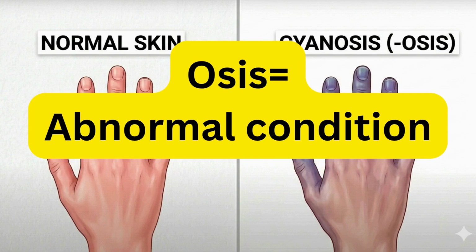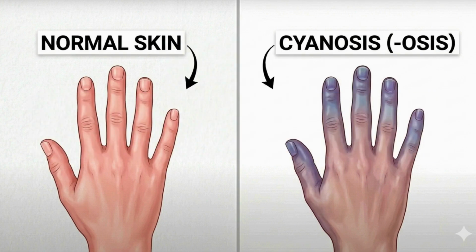The next one we have is osis. So osis refers to an abnormal condition. It doesn't specify what the condition is. It just indicates that there's something abnormal happening in this organ.